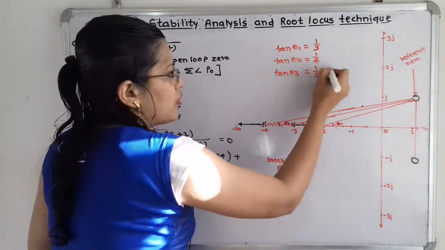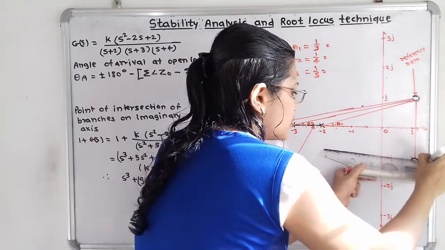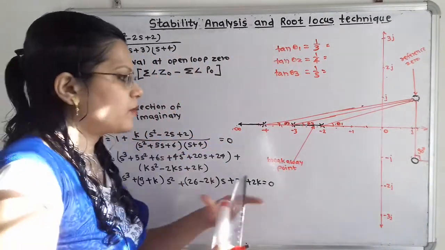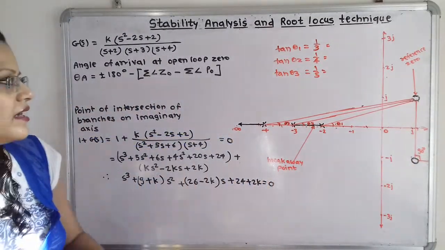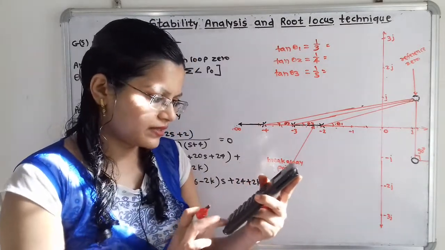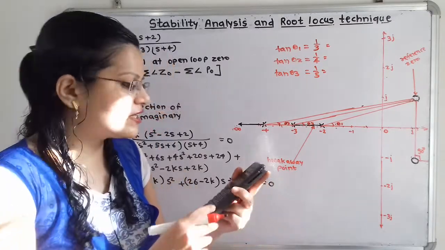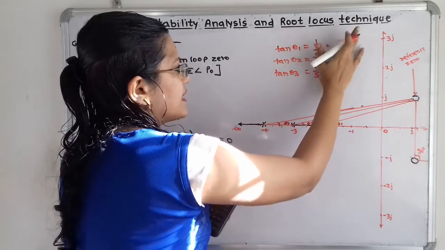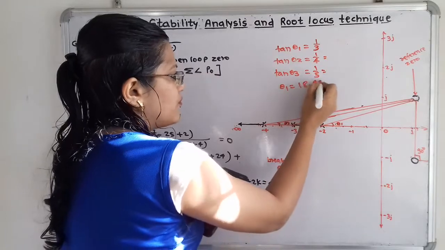Now we will calculate all this distance with the help of a calculator. Here for this zero, the angle is 90 degrees, because we have to calculate the angle from this horizontal line. Now I will take tan inverse of 1 by 3. So 1 divided by 3, and we take shift tan, that is tan inverse, 18.43 degrees. So here theta 1 is equal to 18.43 degrees.